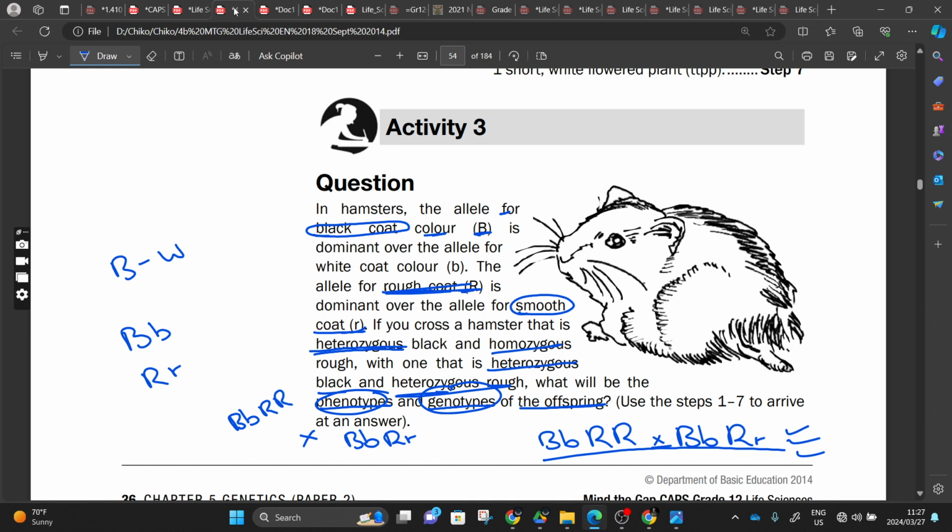Do you understand? You come here and say, okay, they are saying the hamster that is heterozygous. Now they are not saying Aa or Bb, they are saying heterozygous. Well, now you know heterozygous means they are not the same, right? And since black is dominant, it will be like this. Then homozygous, they are the same for the rough. Which one is coding for the rough? It's capital letter R, and since they're saying it's homozygous, it will be the same, like this. And then the second hamster, they are saying one that is heterozygous black and heterozygous rough. Since it's heterozygous, it will have different gametes. Then from there you can go to phenotype and genotype. Phenotype, you write this. Genotype, you write this. Let's go.